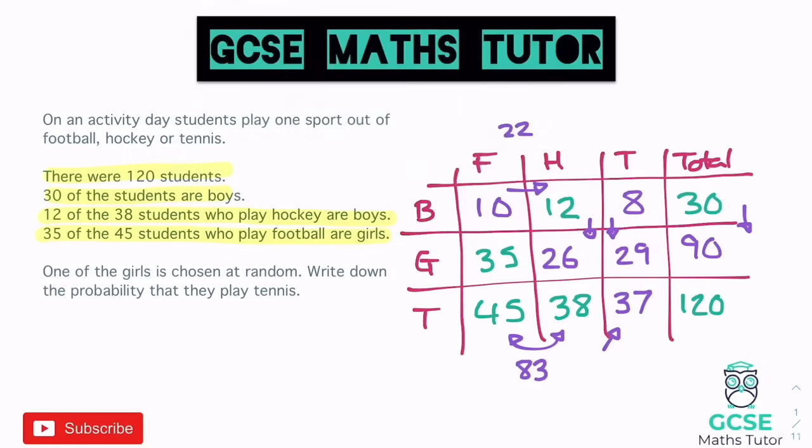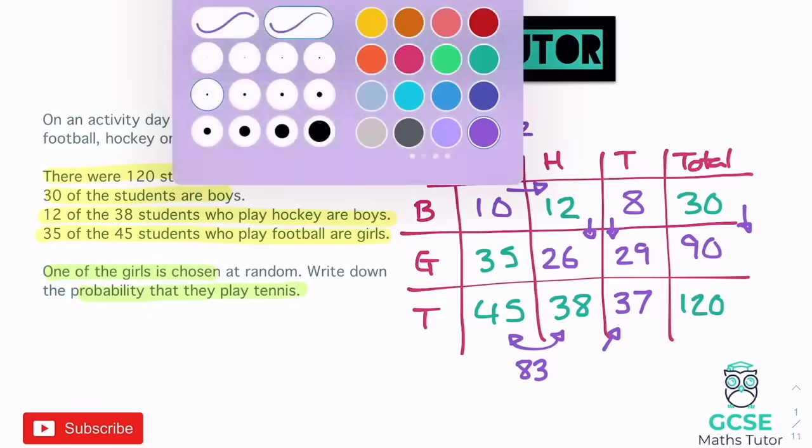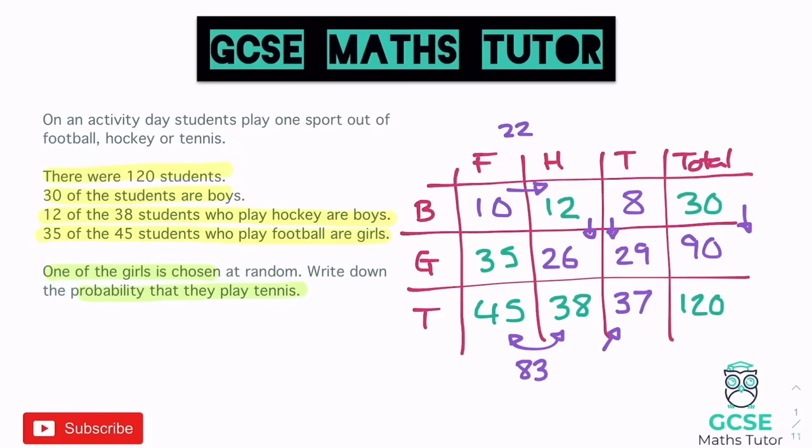And then let's have a look. It says one of the girls is chosen at random. Write down the probability that they play tennis. Okay, so the language is different here, and this is important. It says one of the girls is chosen. So if we have a look, how many girls are there in total? There are 90. So one of those 90 girls is chosen. So our probability this time is going to be out of 90. Just got to watch out for the language there.